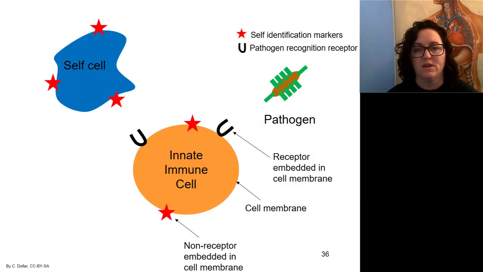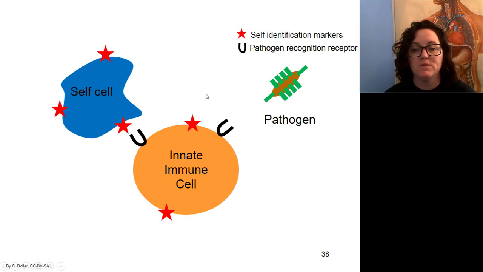Let's take a look at this process in a more pictorial format. So on the screen here, we have a self cell, and these stars are representing self-identification markers. So all of our self cells are going to have these stars. This is a nonspecific defensive cell, an innate immune system cell. And you can tell it also has the self-identification markers on it. Additionally, it has these U-shaped things that are representing the pathogen recognition receptor. Over here, we have our pathogen.